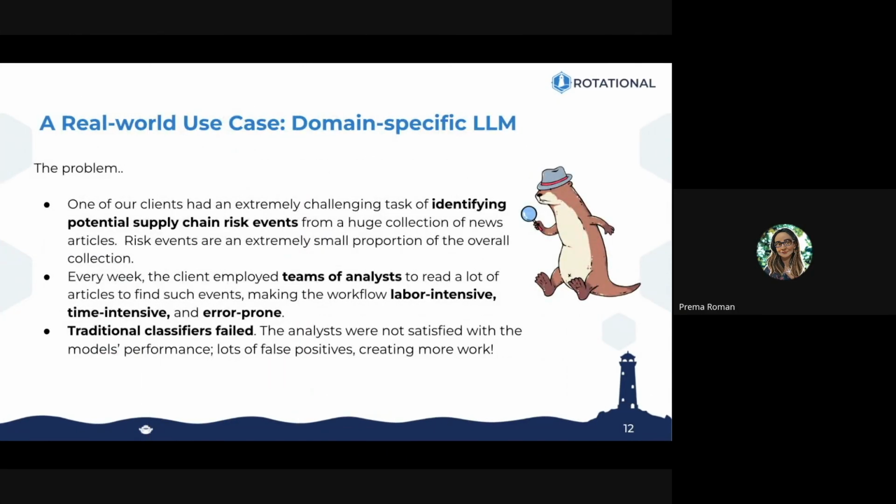So now that we've talked about transfer learning, I want to walk you through what we did to solve a problem for one of our clients. Their problem space essentially was to identify potential supply chain risk events from a huge collection of news articles. And these risk events are an extremely small proportion of the overall collection. So this is like your needle in a haystack problem, which is a really good use case for machine learning, because imagine people having to read all these articles, and that's a lot of articles for people to read. And so you can use machine learning to find these needles.